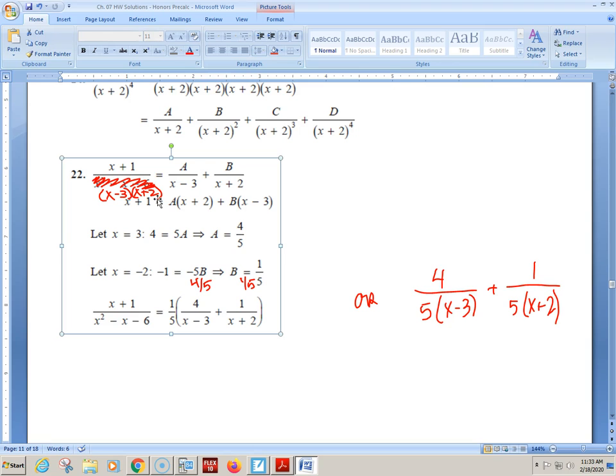Right? What's the 0? 3. Cover and plug in 3. Plugging in 3 to the x on top. What's 3 plus 1? 4. 3 on bottom? 5. 4/5. What are we going to plug in? Or am I covering? -2. What's -2 plus 1? Negative 1. What's -2 minus 5?